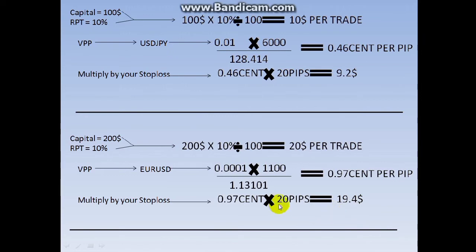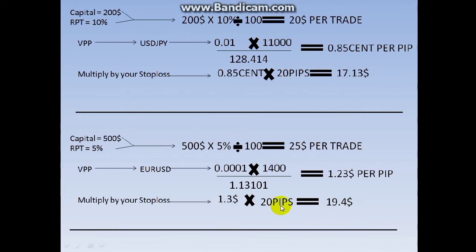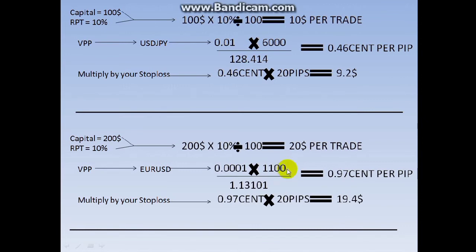Sorry, this actually ought to be 11,000, because you know a mini lot size costs 10,000 per unit, right? So I actually made a mistake here. This ought to be 11,000. So how do we arrive at 11,000? That was what I was trying to explain earlier.